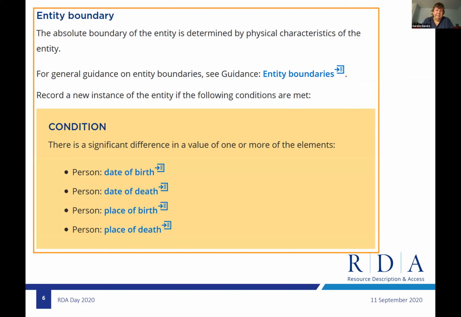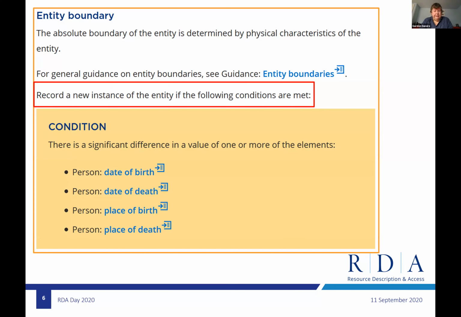This is an extract from the person entity instructions. It has an absolute boundary, and there are 4 RDA elements that can be used to determine if that boundary has been crossed. For example, 2 persons with distinctly different dates of birth are likely to be 2 individual persons and not 1 person using a pseudonym. These are not the only conditions, however. These are the absolute boundary conditions for a person. And we may add other physical attributes of a person to this in due course.